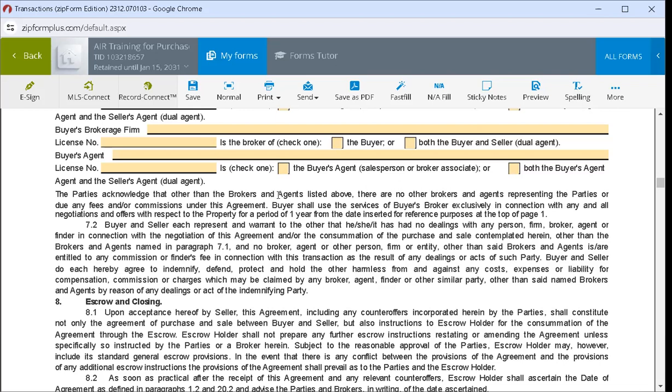Buyer shall use the services of the buyer's broker exclusively in connection with any and all negotiations and offers with respect to this property for a period of 1 year from the date inserted at the top for reference purposes only. Now, why am I reading that? This would be a question for a lawyer, but let's say somebody bought a property and they weren't intending to hold it for long term. Maybe they were going to do a fix and flip or something like that, and they went with a different buyer. I don't know, maybe the buyer's agent, the original one, would have a claim if it was inside of a year. But that is a lawyer question, but I want to point this out because the AIR contract does have some protective clauses for agents built into them. So just be very aware of this clause here. Okay.